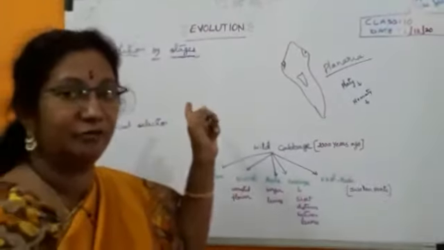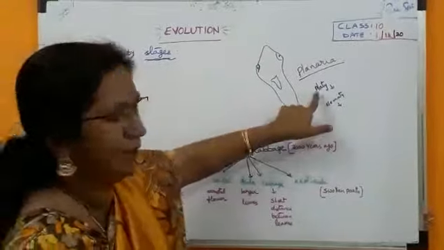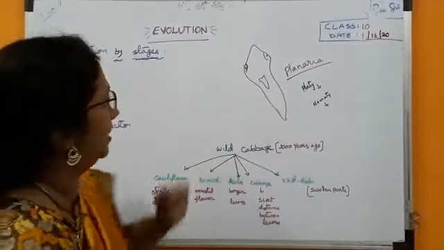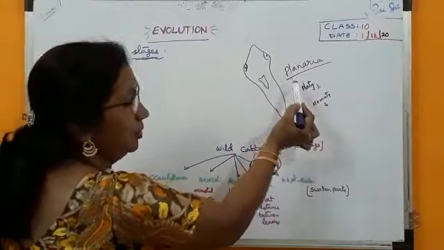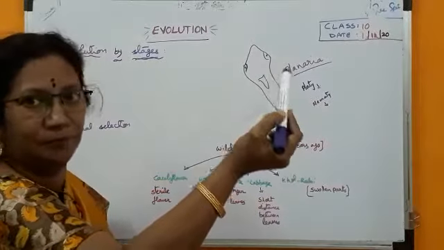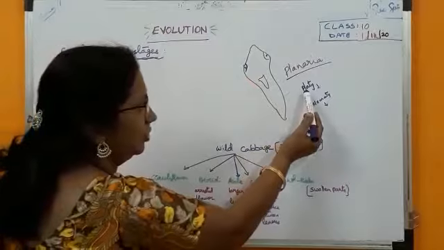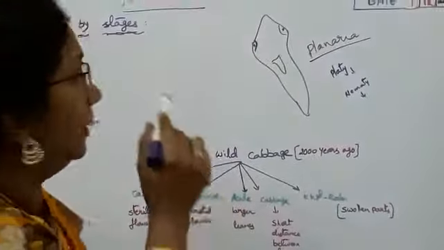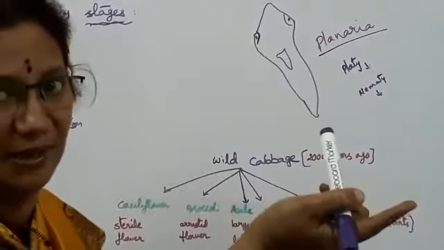Planaria is the example for fragmentation in the reproduction lesson you read. So this Planaria is an example of Platyhelminthes. Platyhelminthes, what you learned, are triploblastic, bilaterally symmetrical. In 9th class you learned all these points. But what new point you have to learn here: Planaria is the only organism which is a free living platyhelminth.